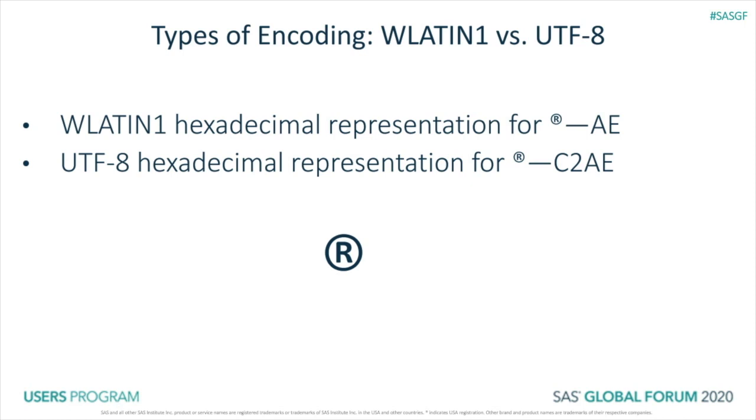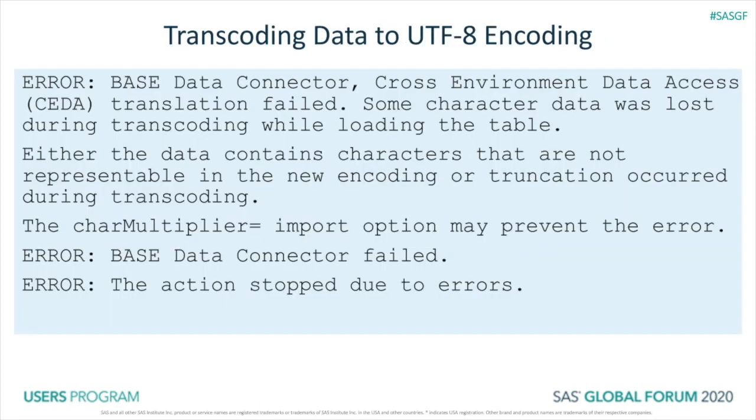The registered trademark symbol is an example of a character that will cause an error if you don't take any action when you're loading the data set that contains that character into CAS. If we load a SAS data set into CAS that contains that registered trademark symbol without adjusting for that symbol, we'll get this rather lengthy error message when we load the data set.